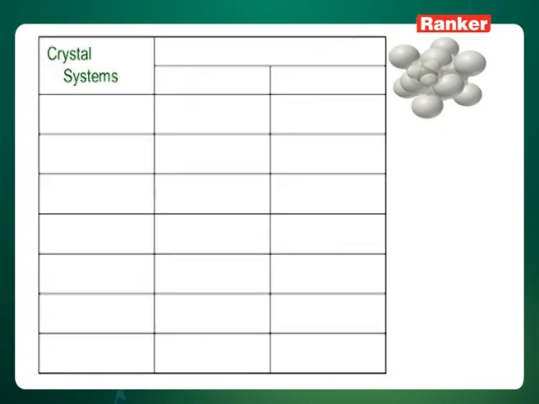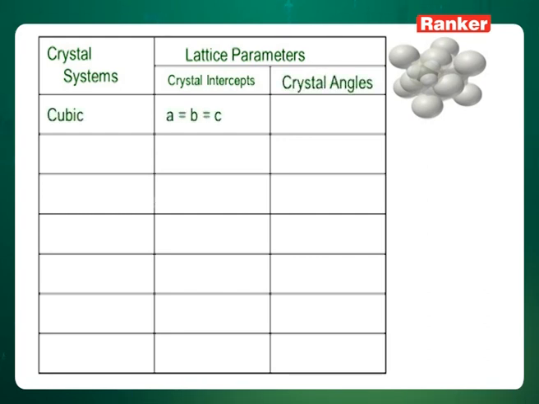Now, the different crystal systems and lattice parameters, that is, crystal intercepts and crystal angles. For cubic, as already told, it is A equal to B equal to C, that means all the three sides are equal, and all the three angles alpha, beta, gamma are equal to 90.